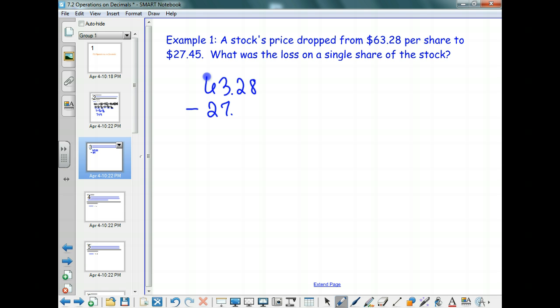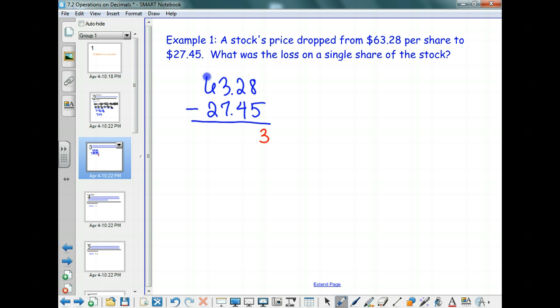And I have to line the decimals up with subtraction or addition. That's not true for multiplication and division. That's why I'm harping on it right now, because this is really unique to addition and subtraction. But then my subtraction occurs just like from before. So I start on the right-hand side, and I would take 8 minus 5, and I would get 3. And then I run into a problem because I can't take away 4 from 2, so I have to borrow.